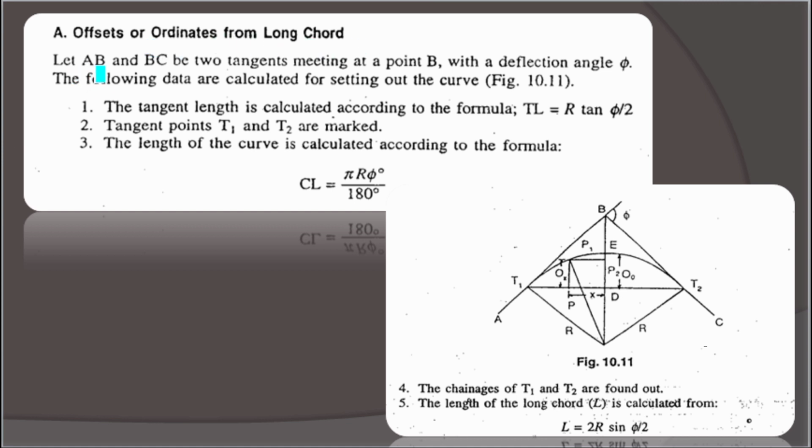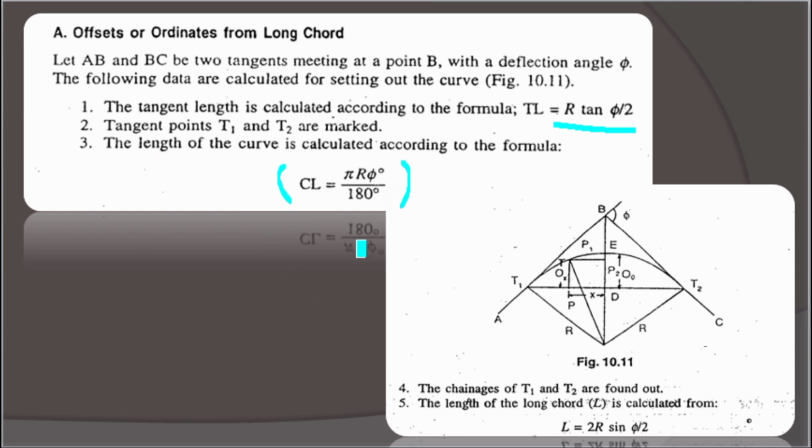Let AB and BC be two tangents meeting at point B with the deflection angle of theta. So this is the deflection. The following data can be calculated for the setting out of the curve. So the tangent length is calculated. The formula of the tangent length is there, and T1 and T2 are marked. Then the length of the curve is calculated with this formula.